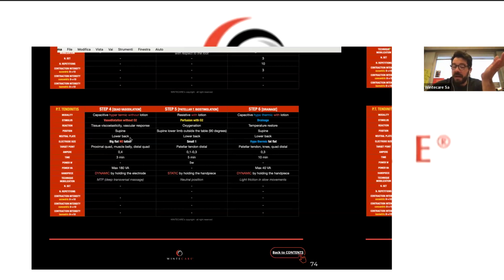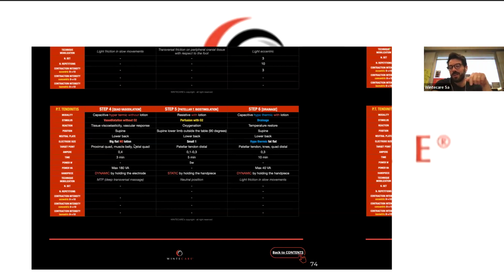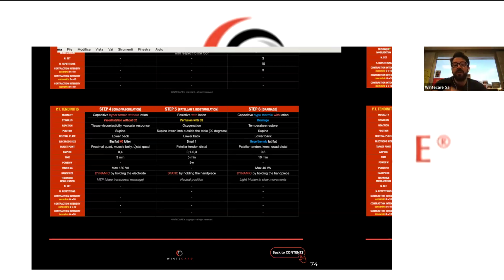The neutral plate goes under the lower back. We use the biggest, flat electrode and no lotion. Why? This will allow us to focus on the spot without having superficial overheating. 0.4 ampere, so we are in the thermal area. 3 minutes of application, 180 volt ampere, so a decent amount of energy.